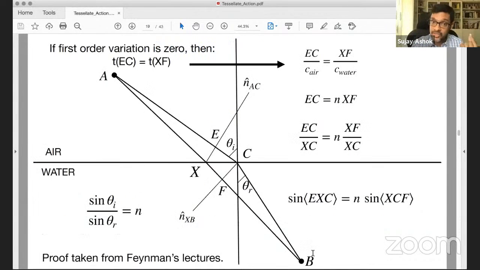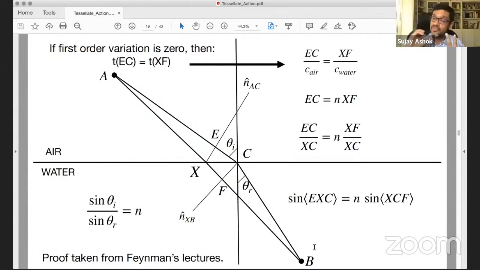So if the time cannot change, these two parts must have the same time. Remember that X is very, very close to C. I've just drawn it totally blown up. So if these two parts have the same time, then the time taken by light to cover both paths is the same. First point.